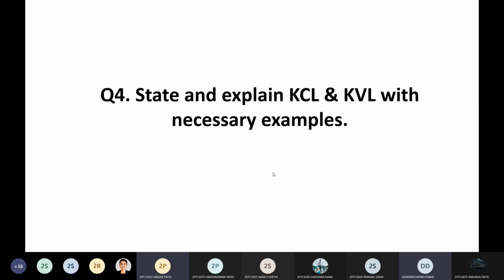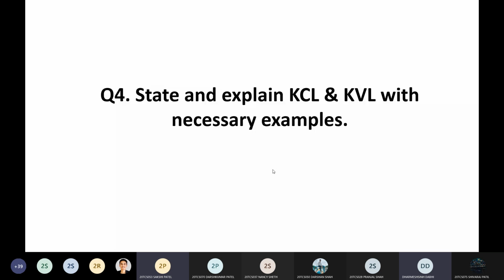KCL states that at any point where two or more conductors are meeting, the algebraic sum of the current will be equal to zero, or we can say at that point the current entering will be equal to the current outgoing from the junction point. Yes, very good, very good.